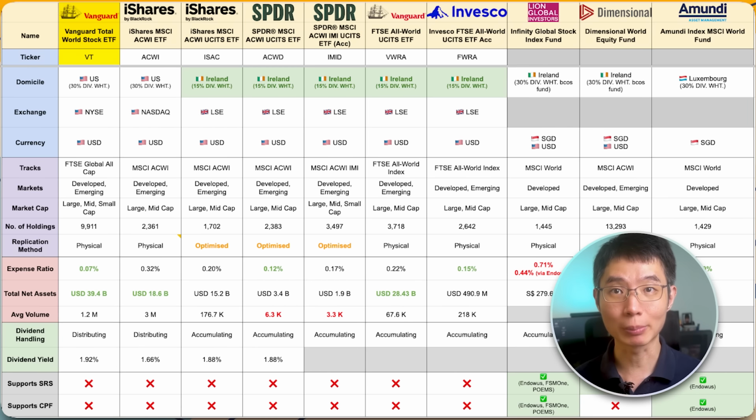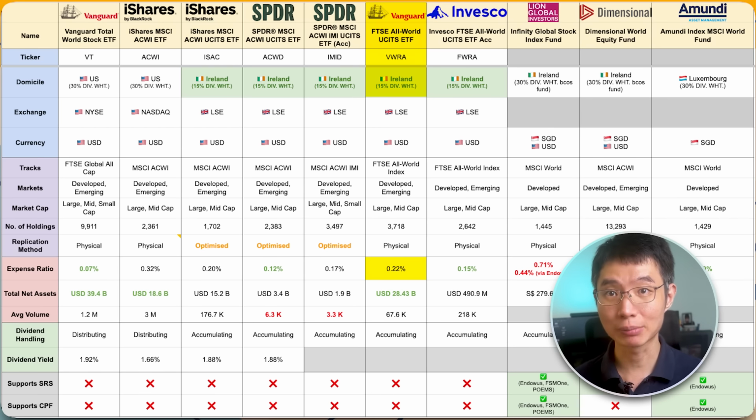However, if you are not from the US, it's better to avoid VT since it's domiciled in the US, which means there will be a 30% dividend withholding tax. In that case, you will need to go for ETFs that are domiciled in Ireland, where the dividend withholding tax is a little lower at 15%. So among these 5 Ireland domiciled ETFs, which should we go for? One super popular ETF that many people like would definitely be VWRA. However, one of its biggest downsides is that its 0.22% expense ratio isn't exactly cheap.